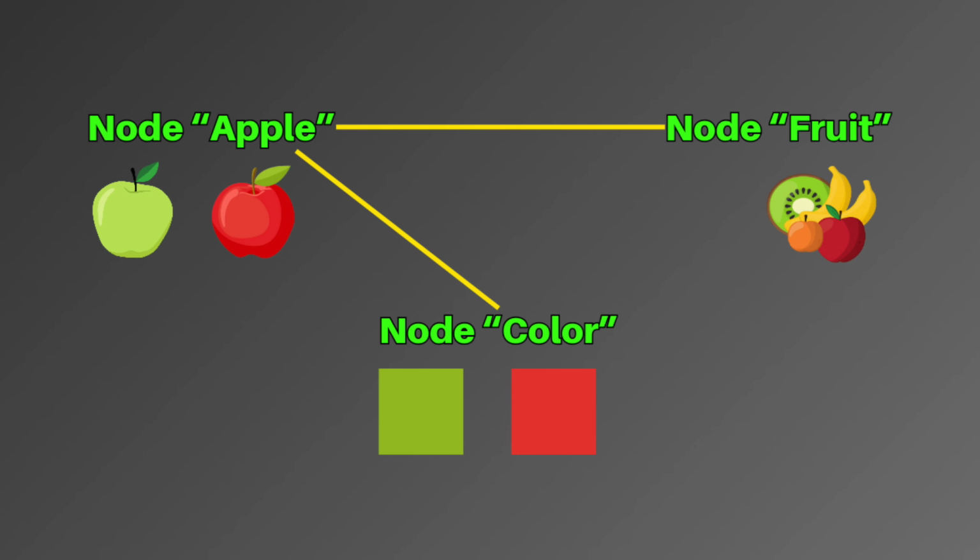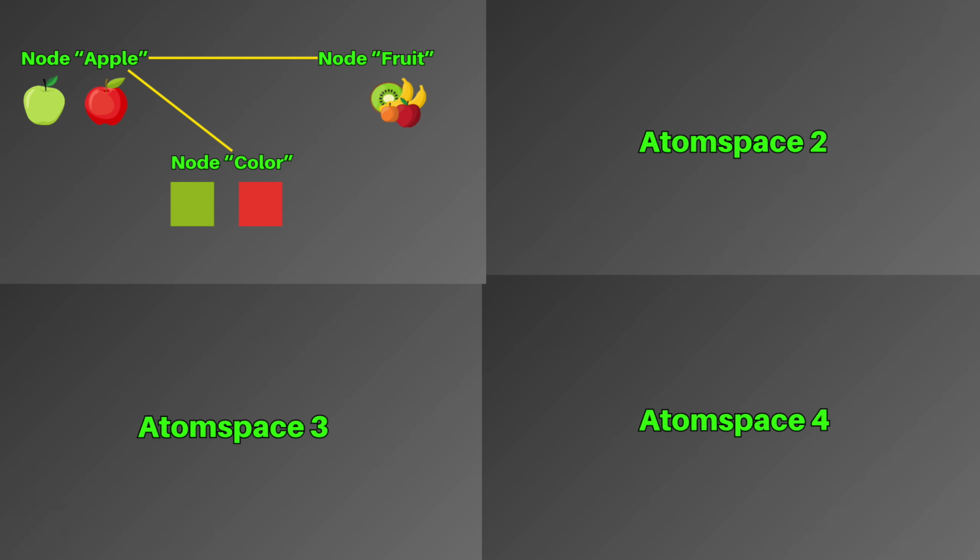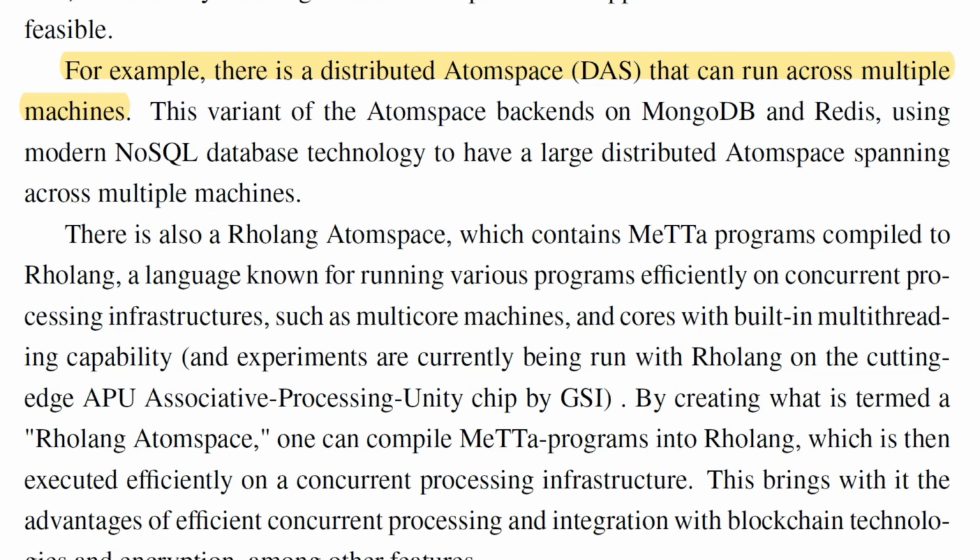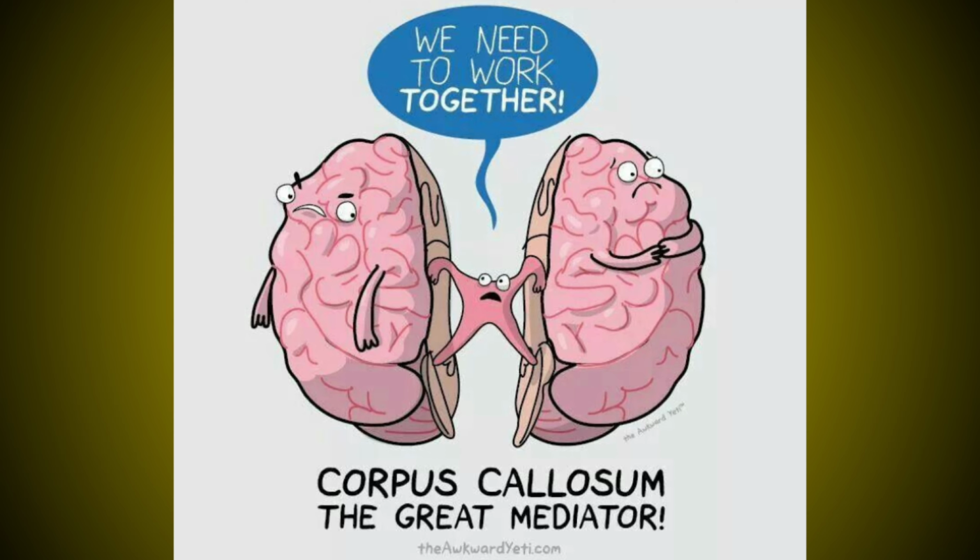If you remember, we have the atom space, which is basically Hyperon's brain, but there can be multiple atom spaces within Hyperon, and each serves a different function. For example, there's a distributed atom space, DAS, that can run across multiple machines. From my understanding, the DAS is incredibly important, and if we go back to our brain analogy, the DAS basically serves as a corpus callosum.